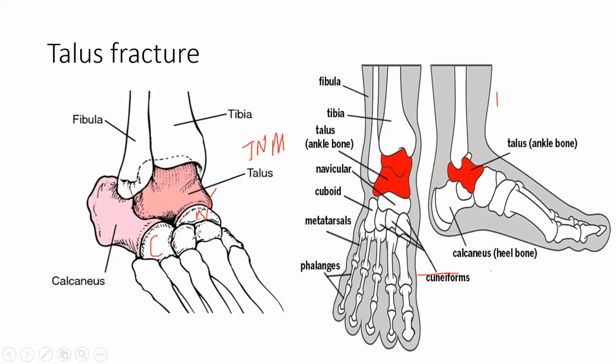These three are cuneiforms. Metatarsals come after these. All of these are called tarsals: cuneiforms, cuboid, navicular. After this come the metatarsals, then the phalanges. So again, tibia, talus, navicular. This is navicular, this is cuboid, these are cuneiforms, and then metatarsal and phalanges.